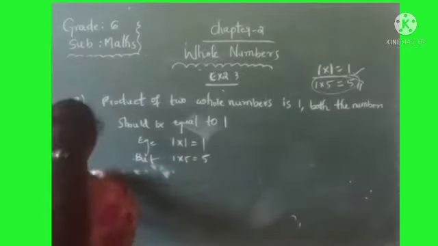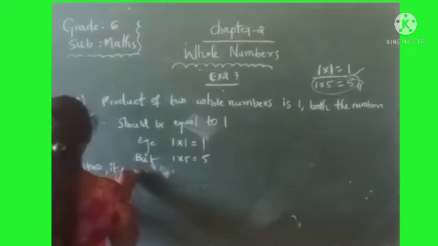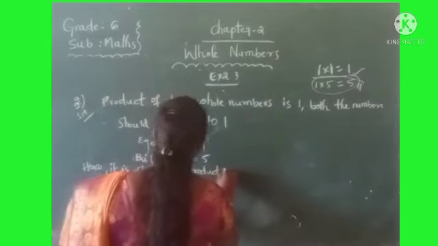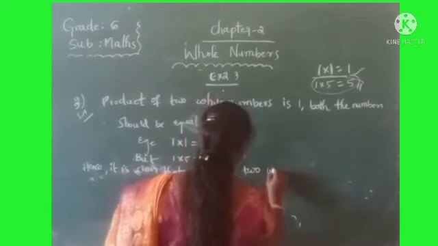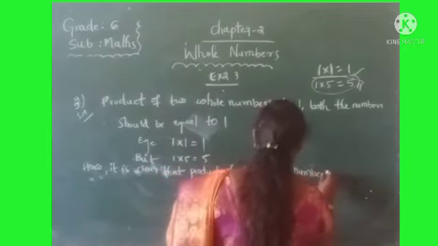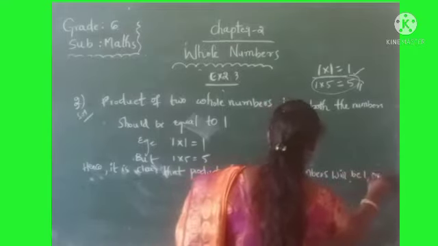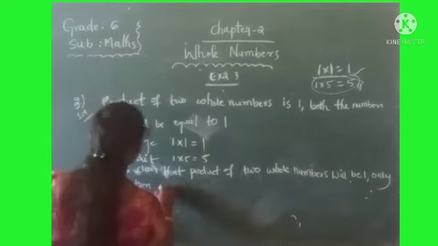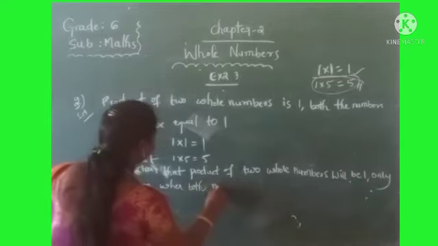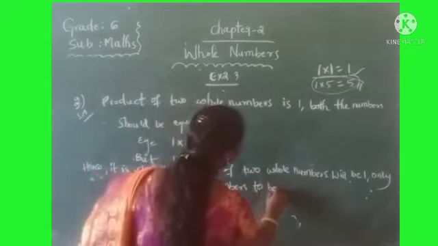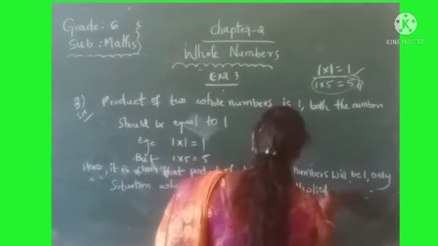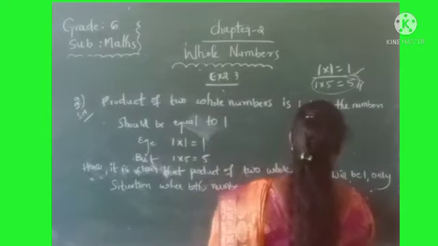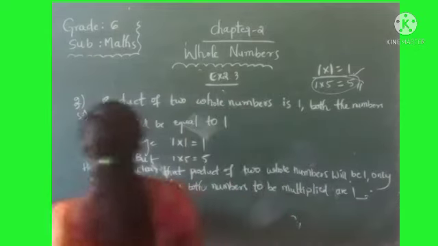Right? Okay, that answer we write here. Hence it is clear that the product of two whole numbers will be 1 only in the situation when both the numbers to be multiplied are 1.